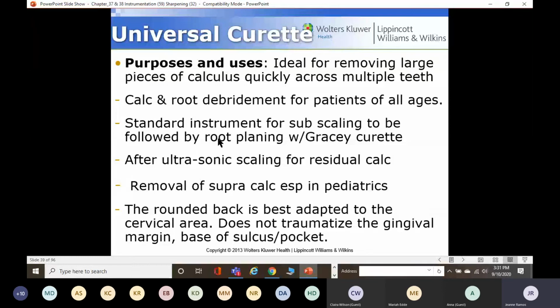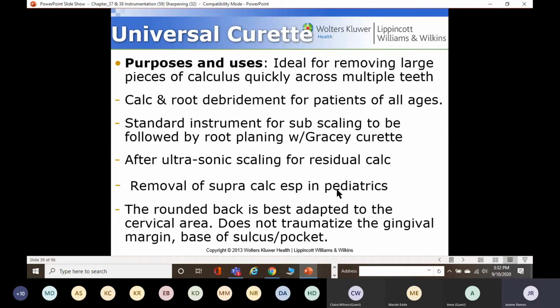Standard instrument for subscaling, to be followed by root planing with a Gracie curette. So what we would do is go down with a universal and then fine scale, or root plane, with the Gracie curette right afterwards. If I have someone with really heavy bridges of calculus, I would first take an ultrasonic if they can have that used on them. Then I would take a universal, and then maybe a Gracie if there was anything left.